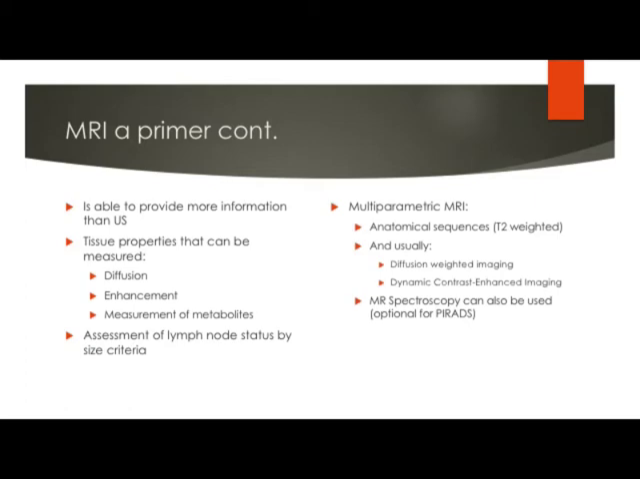There are adjuncts to plain MRI that can help us determine how likely there is to be a cancer or not. So I'm going to talk about diffusion, enhancement, and also potentially measurements of metabolites in spectroscopy. It's also useful to assess lymph node status, again primarily by size criteria, but we'll come on to talk about potentially conjoining PET with that later. Usually a multi-parametric MRI uses T2 weighted imaging with added diffusion weighted and dynamic contrast enhanced imaging as the standard. MR spectroscopy can also be used, but in the PIRADS reporting system this is optional.